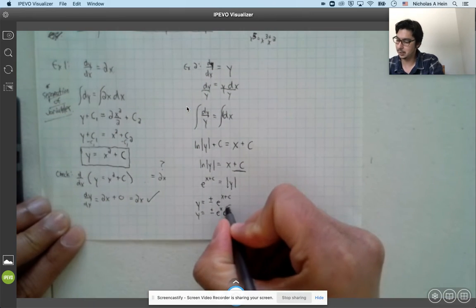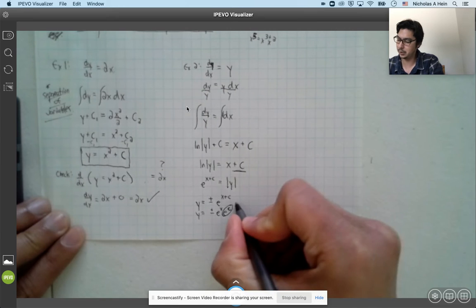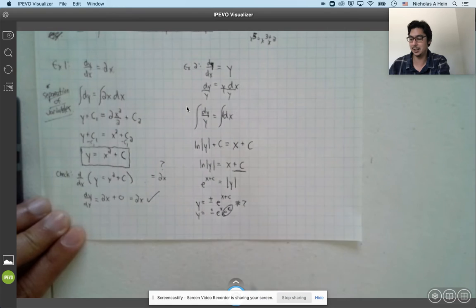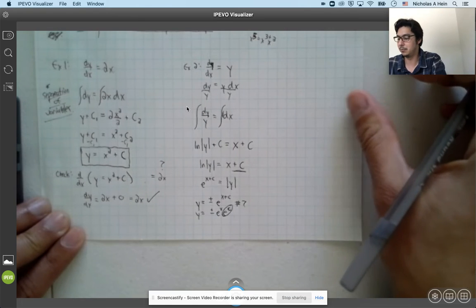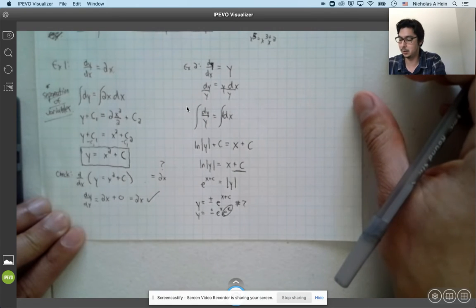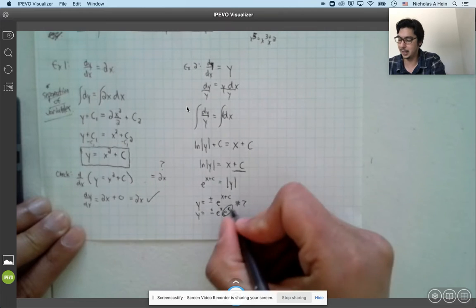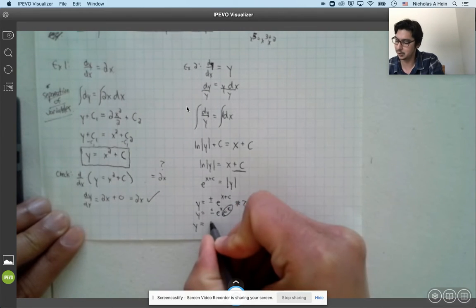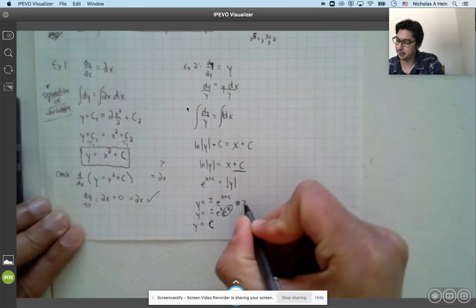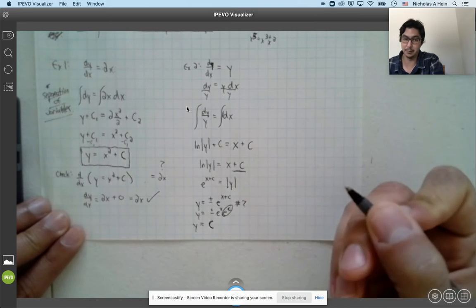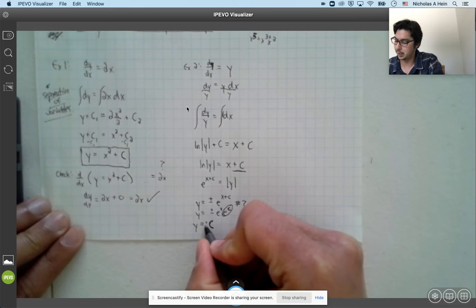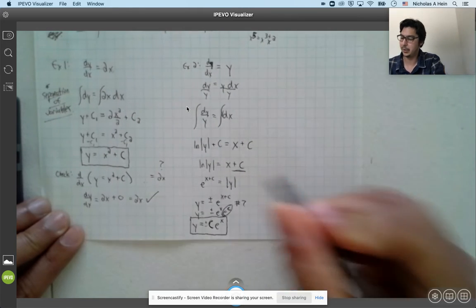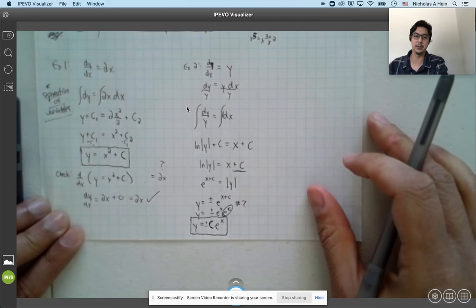Well, what's e to the c? Remember that e to the c is just some number. And since c can be anything, this e to the c can really be any number, and the plus or minus will account for it being positive or negative. So your final answer here is actually, we're going to call all that c, because it's just some number, plus or minus e to the x. And there's your answer to that differential equation.